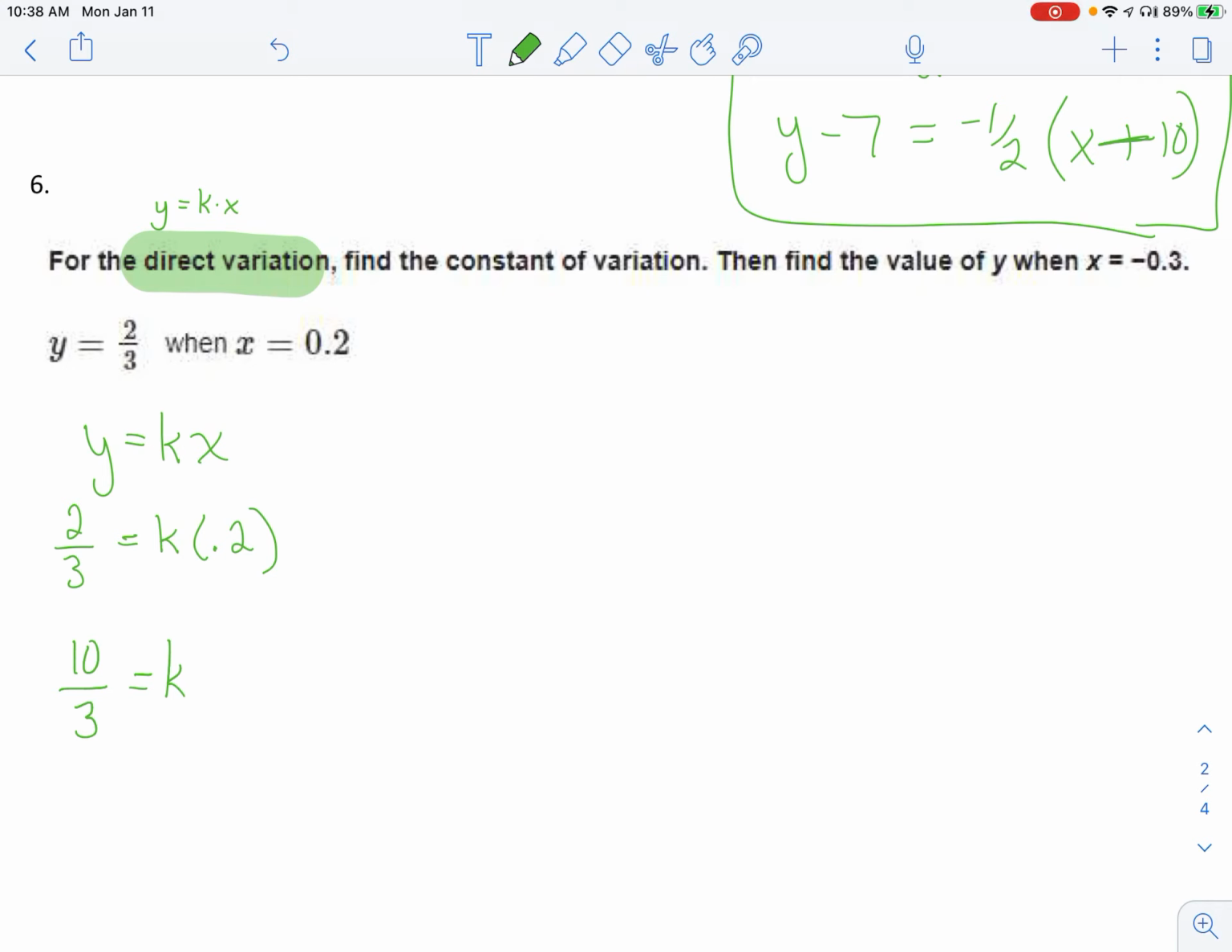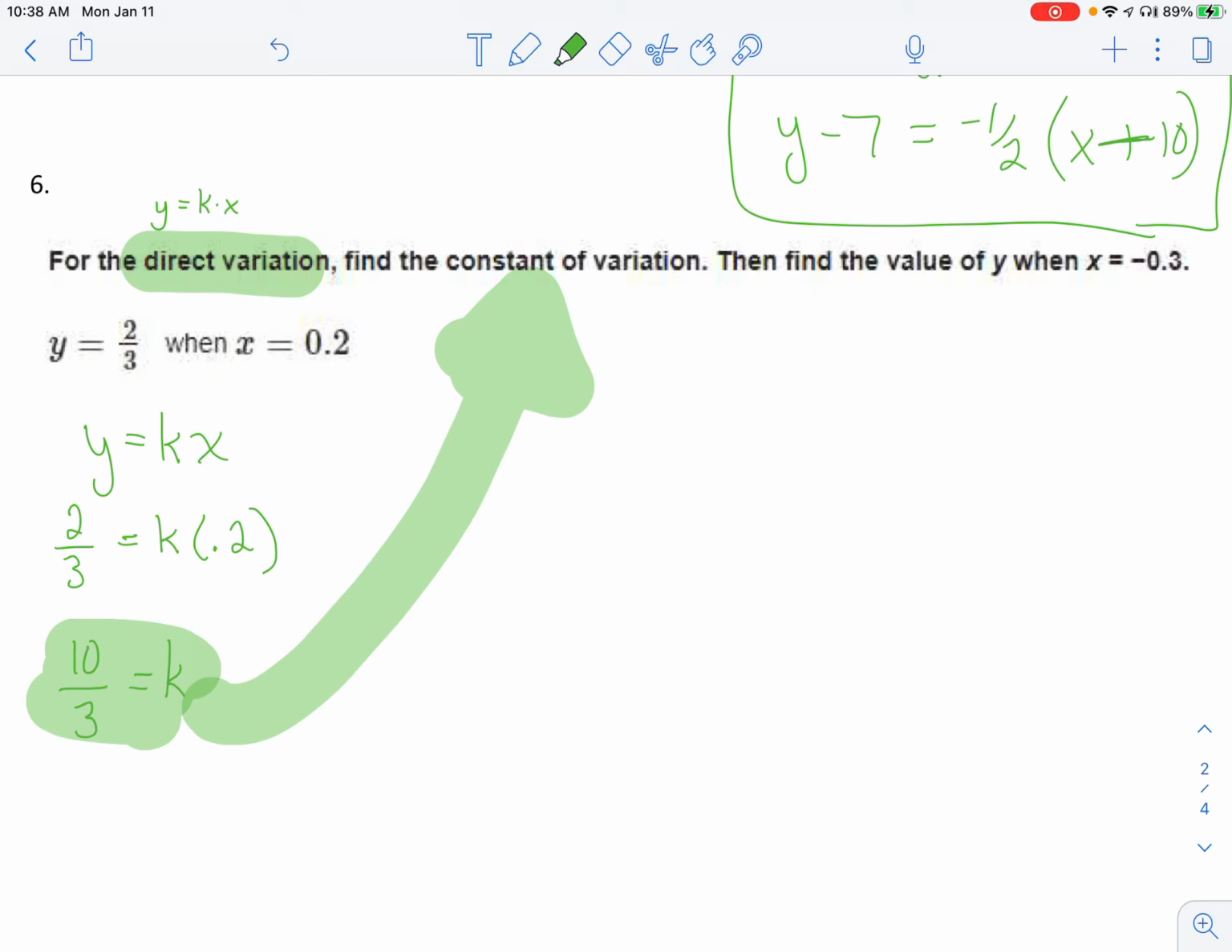So it says find the constant of variation. There it is. Maybe point at that so you know your vocab. Constant of variation right there. That was a really messy arrow. Sorry, I have to fix that. There. That's the constant of variation.